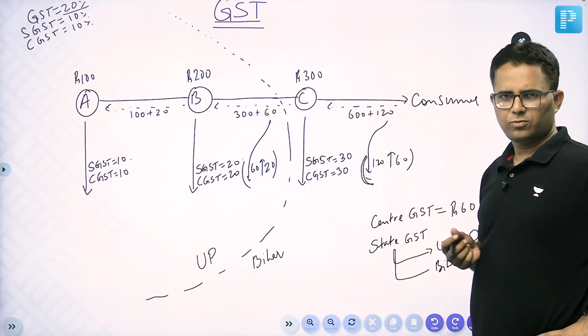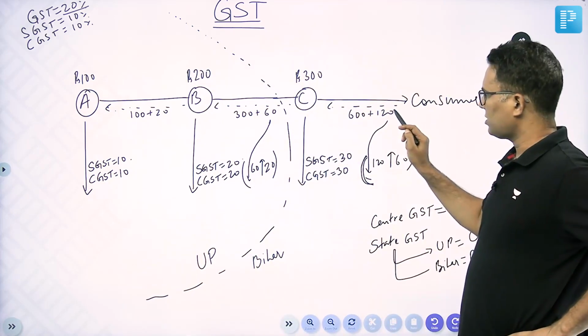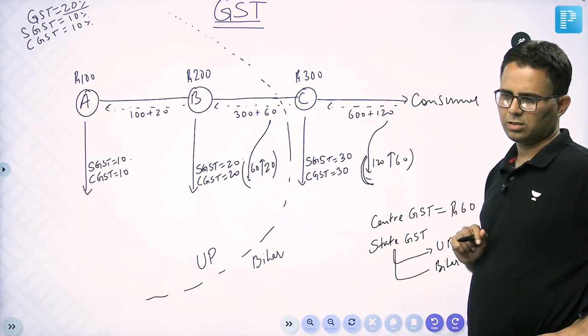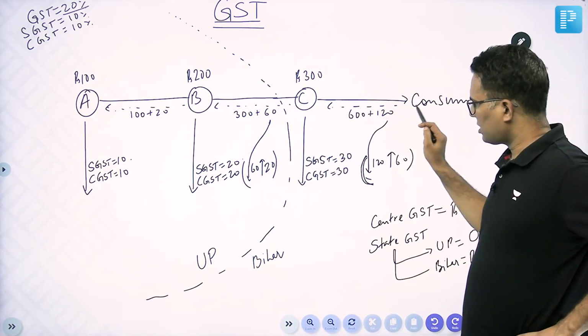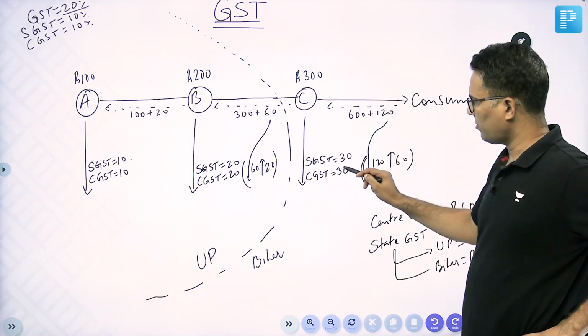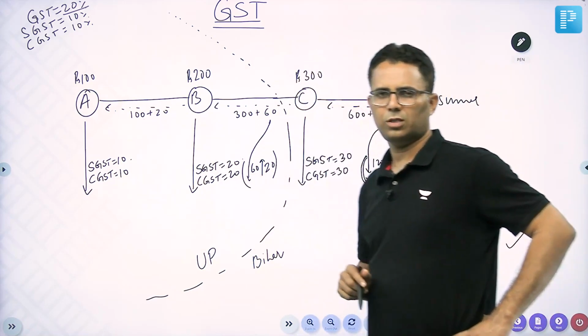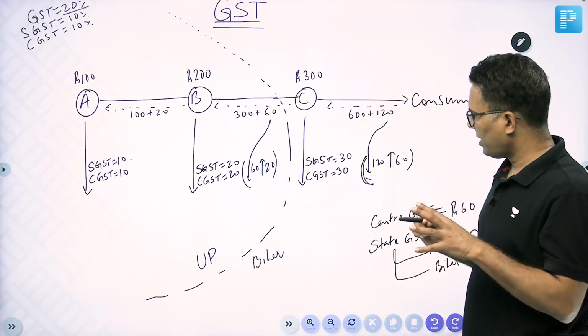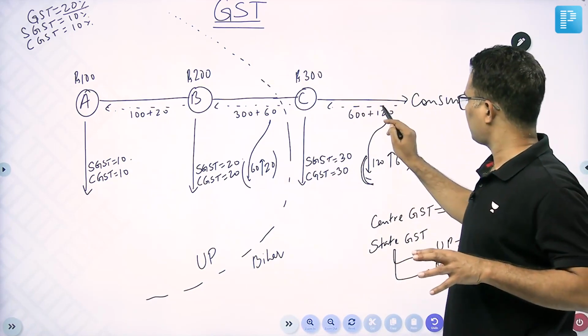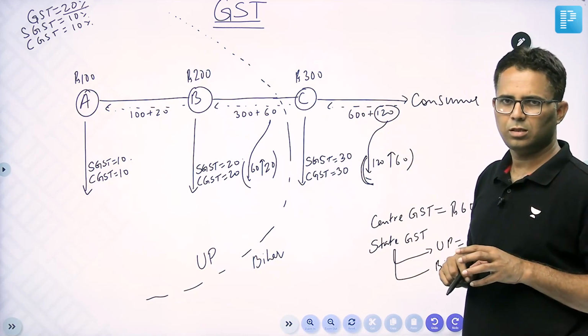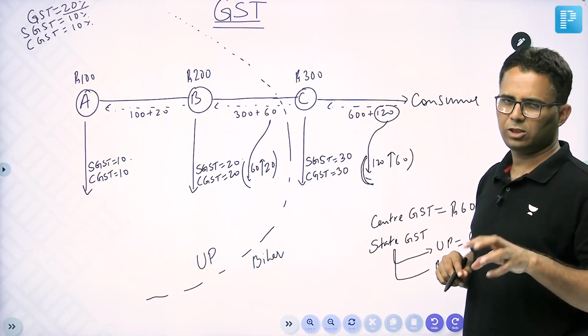Consumer is paying how much for the product? 600 plus 120. 120 is the tax. So the 120 tax which the consumer paid, 60 got deposited here, 40 got deposited here, and 20 got deposited here. So the government is collecting 120 tax. Central government 60, state government 60.